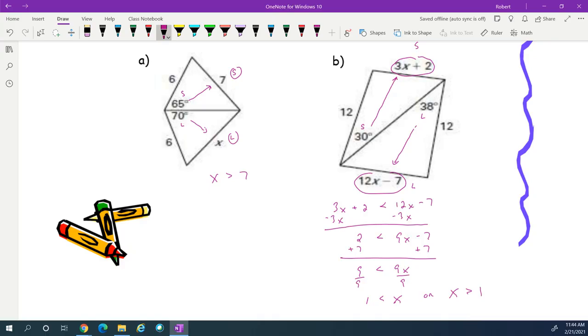So we can compare two independent triangles, or even sometimes when they're connected, and make these comparisons using our small and large comparisons, and make sure that we're comparing corresponding parts, angles and sides that are opposite of each other.